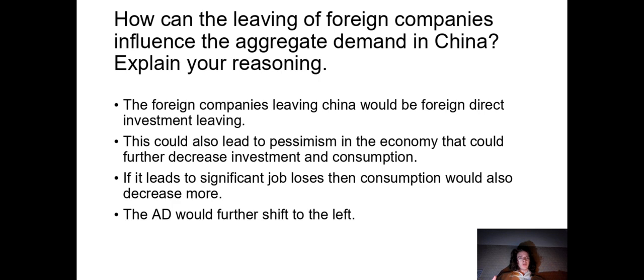The effect of foreign companies leaving would be foreign direct investment leaving China, and this could also lead to pessimism in the economy that could further decrease investment but also consumption. If the foreign companies leaving China causes significant job loss, then consumption would also decrease more, and thus the aggregate demand would shift to the left.